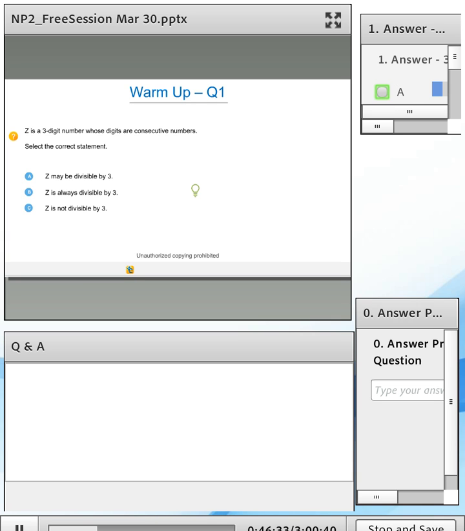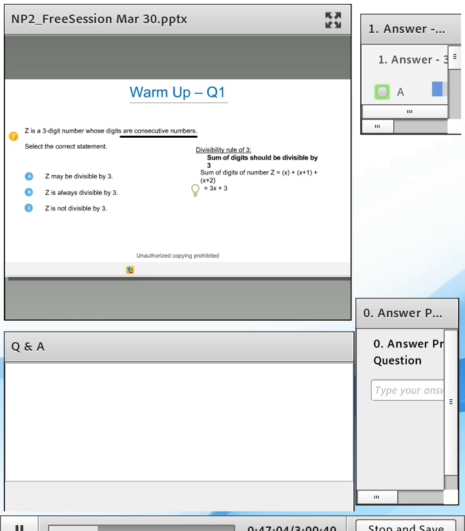What the question is asking us is that Z is a 3-digit number whose digits are consecutive numbers. Select the correct statement. We need to figure out the divisibility by 3. So quite simply, the divisibility rule of 3: the sum of the digits should be divisible by 3. Now, the question says the three digits are consecutive numbers. So you can assume that the first digit is x, the second digit would be x plus 1, the third digit would be x plus 2.